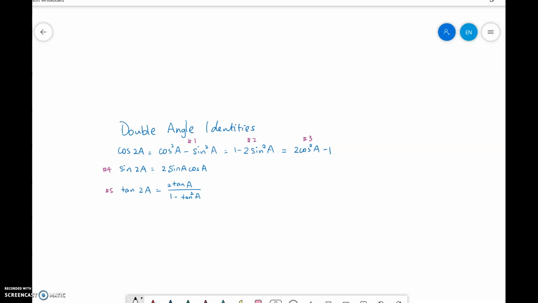For the cosine of 2a we have three formulas: either cosine squared of a minus sine squared of a, or 1 minus 2 times sine squared of a, or 2 times cosine squared of a minus 1. Sine of 2a, we only have one formula, which is 2 times sine of a times cosine of a. Tangent of 2a is 2 times tangent of a over 1 minus tangent squared of a.